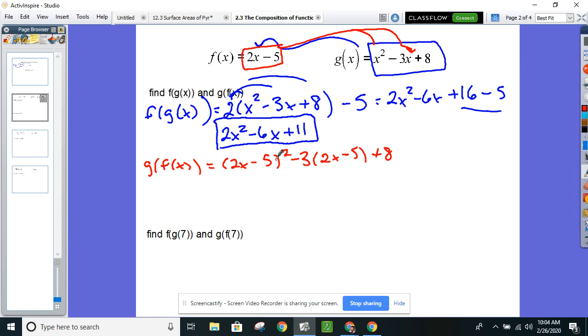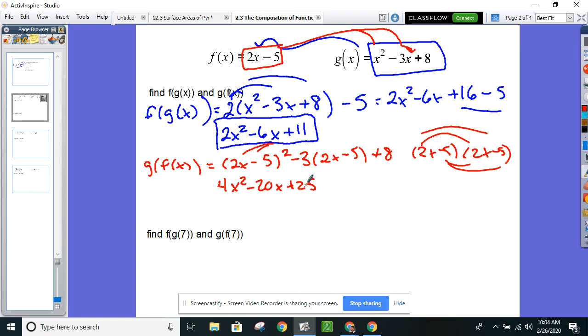So as we simplify that, we have to square this. This is not saying distribute the 2. No, no, no. This is 2x minus 5 times 2x minus 5. So we have to fill that out. When we do that, we end up getting 4x squared minus 20x plus 25. And then we're going to take this negative 3 and distribute into the next one. So we get minus 6x plus 15 plus 8.